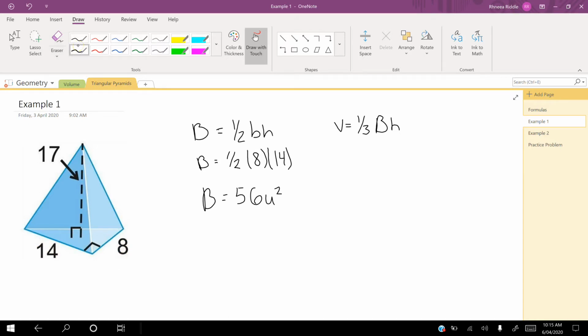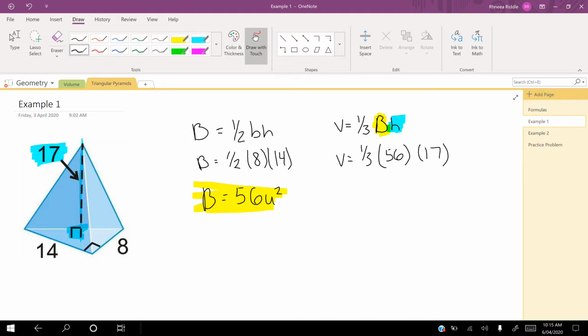So now we're going to plug this big B in here. So we're going to get volume equals 1/3 times 56, and then we have to multiply by the height of the entire triangular pyramid. So this height we can see is right here because it is perpendicular to the base of the structure. So we're going to plug 17 in for that H, and then we can solve.